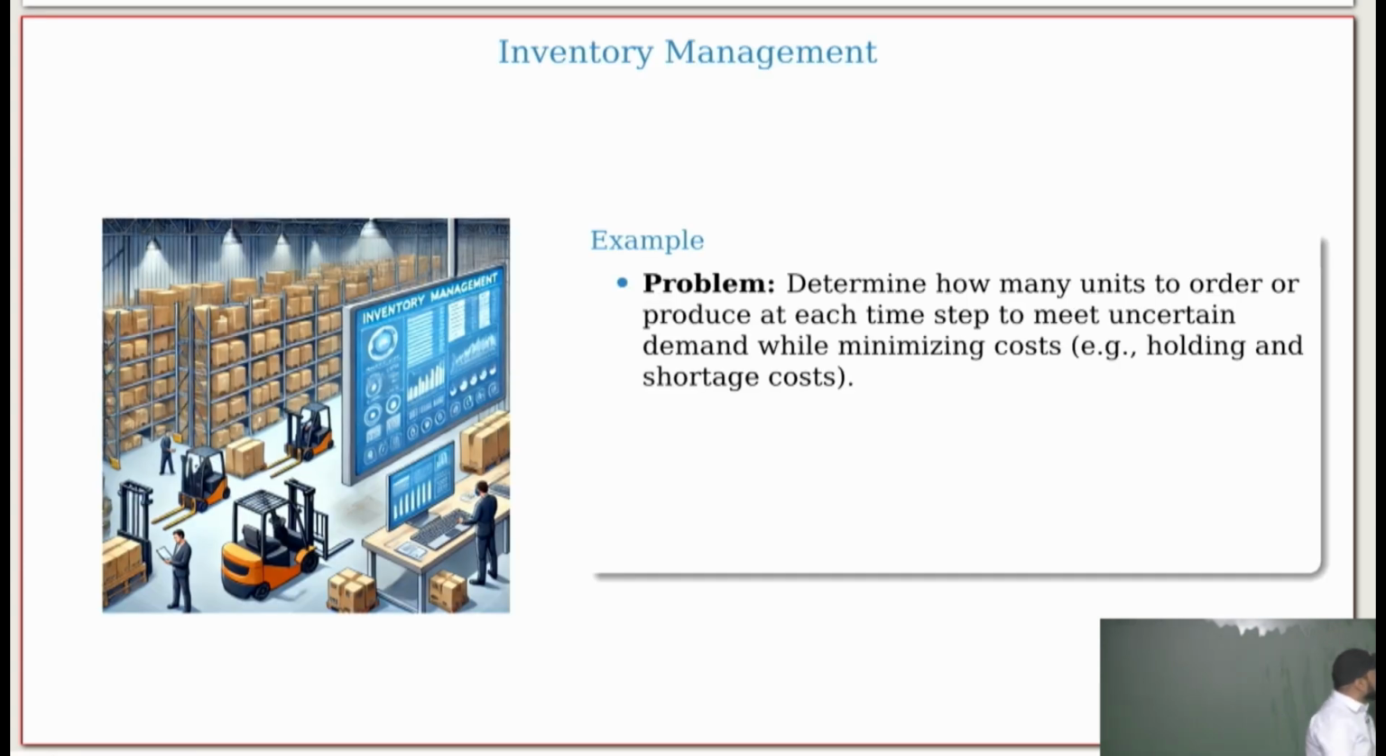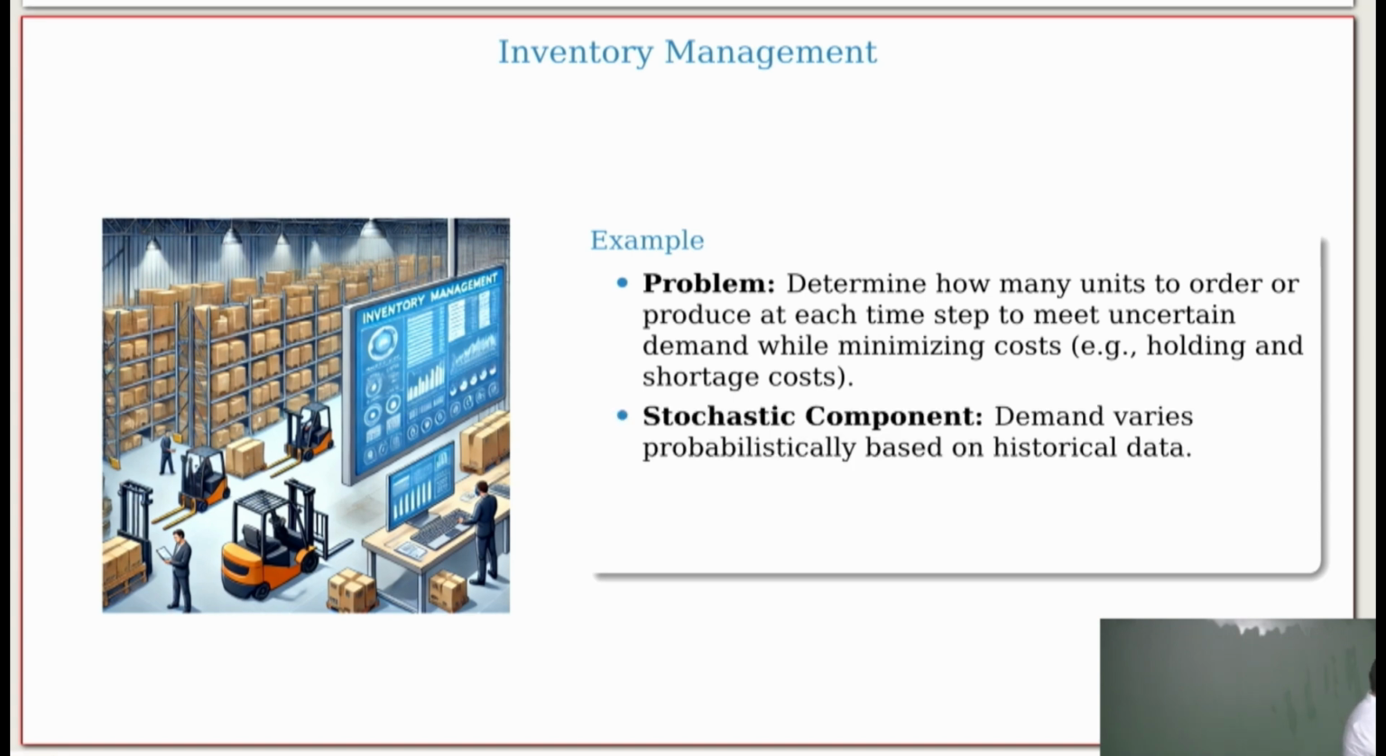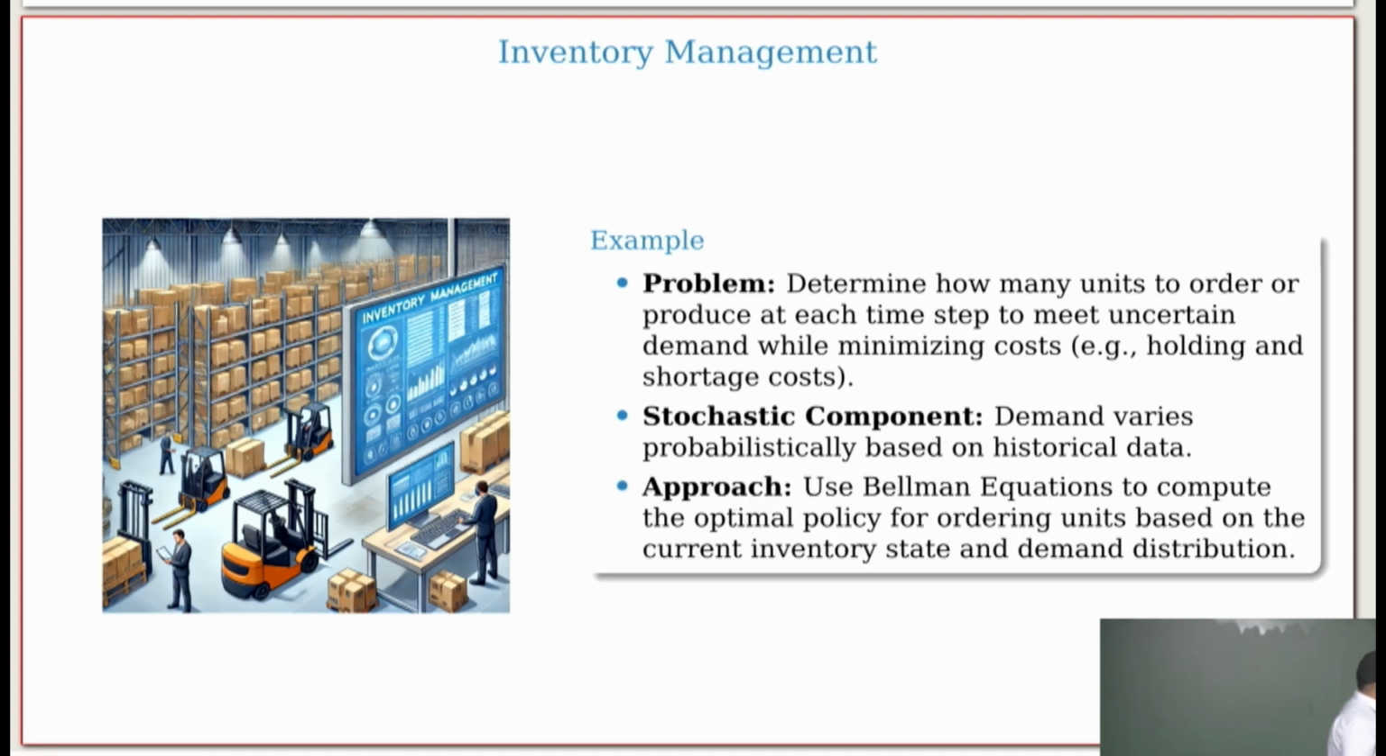If we want to do inventory management, then the problem is to determine how many units to order to meet the demand, right? And how much to hold and so on. Here there is a stochastic component because the demand varies probabilistically based on historical data. Now it could be, let's say, some event, some festivals, and around that time there is a spike in the demand, and there is some amount of uncertainty how much demand will be there depending on the festival or event. So in these cases we will see what to do, how to handle stochasticity.